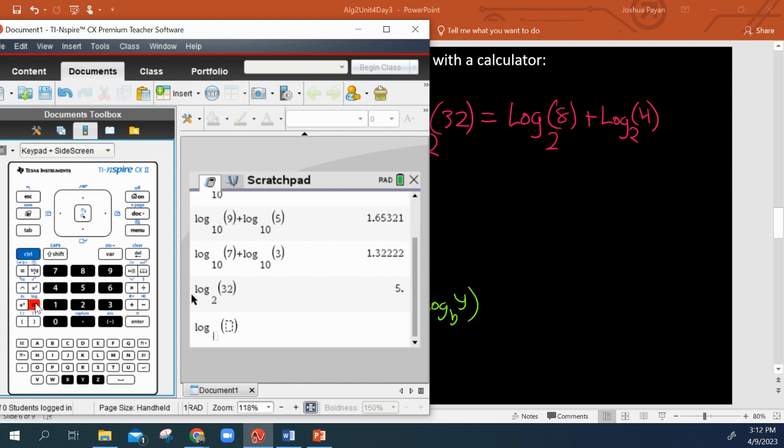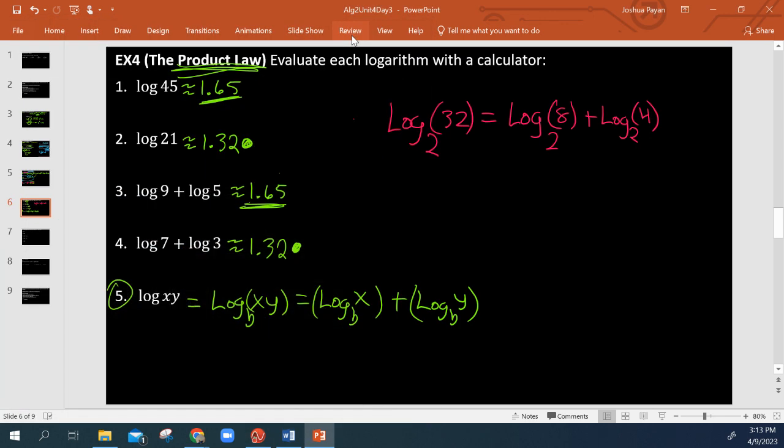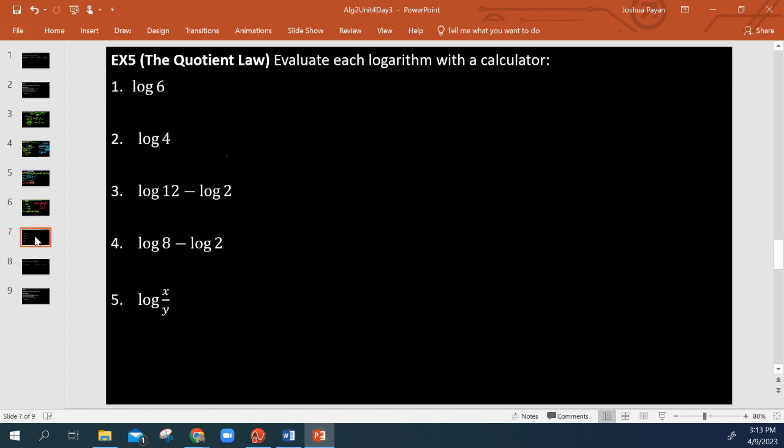Okay, so log base 2 of 8 plus log base 2 of 4. We still get 5. And that's because, well, log base 2 of 8, 2 to the third power gives us 8, and 2 to the second power gives us 4, and 3 plus 2, of course, is 5. So this checks out. Okay, one last one, the quotient law.